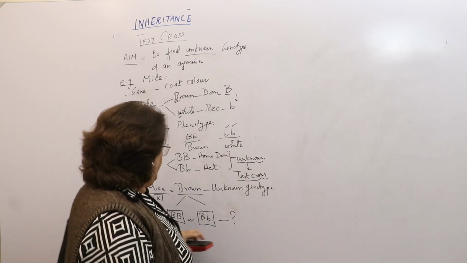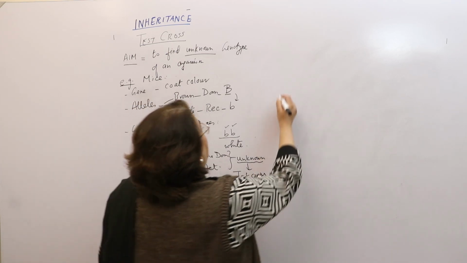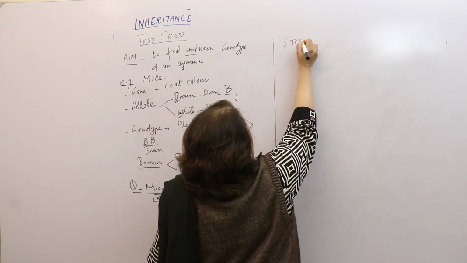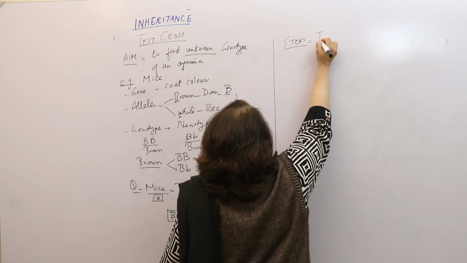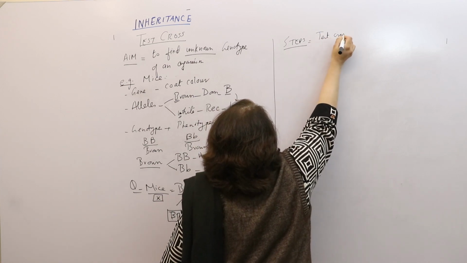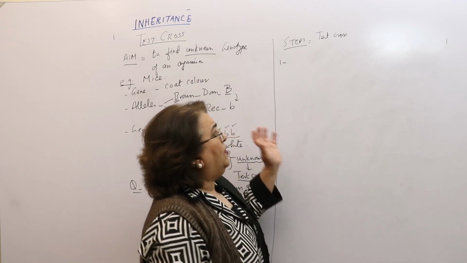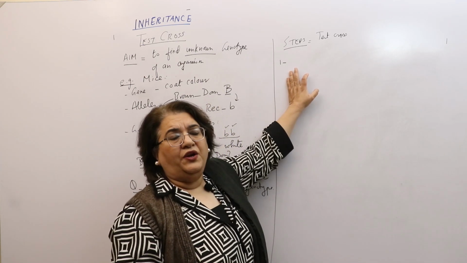Now let's see, what are the steps, you might say? The steps involved in a test cross would be, number one, we're going to cross this organism X, which has the unknown genotype.